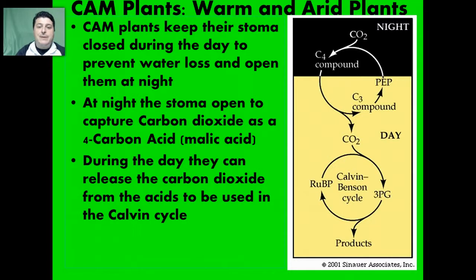At night, the carbon dioxide is fixed into a 4-carbon compound called malic acid. Then, during the day, when it's hot outside, they're able to keep their stomata closed, but release the carbon dioxide so that it can be used to perform traditional photosynthesis. So by keeping our stomata open at night, we avoid loss of water, and by capturing as much carbon dioxide as we can at night, we avoid photorespiration during the day.